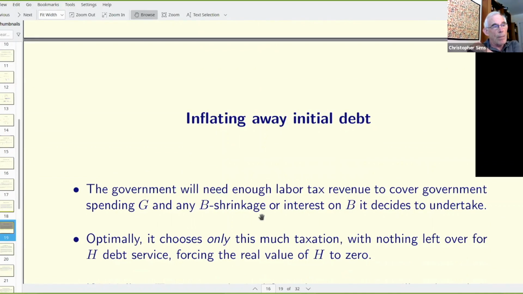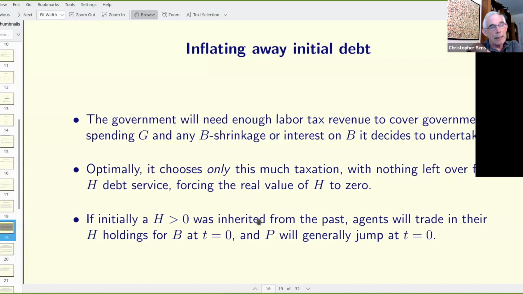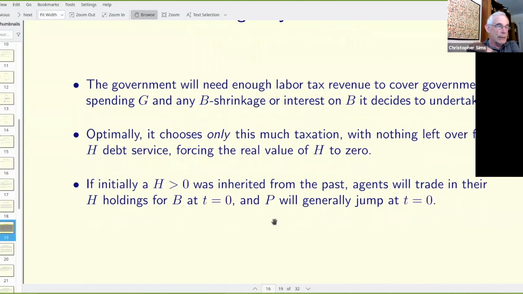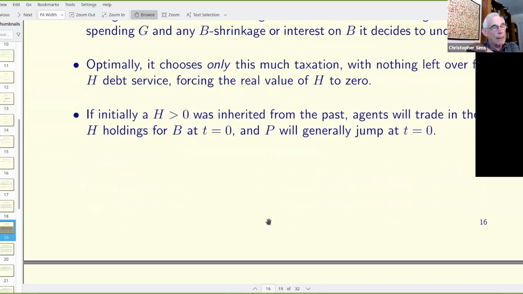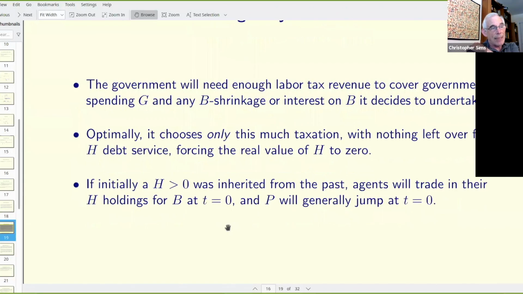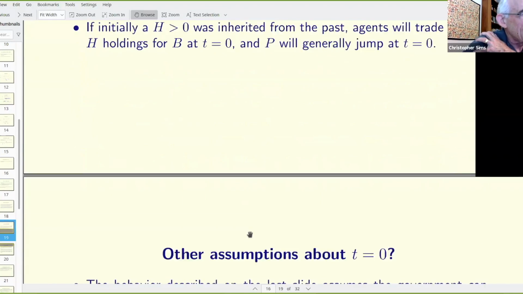So all this discussion is meant to back up an assumption we'll make about the steady state, which is that there are no government assets, there's no debt other than debt that provides transaction services. And the argument is that that's actually optimal, subject to the restrictions we've imposed in this model.